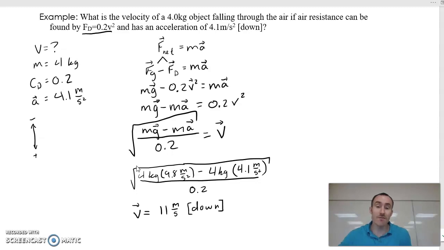Now, you might have noticed that this phrase up here, the top line has a common factor, 4 times 9.8 minus 4 times 4.1. And you are totally right that you can combine those two things, and so it ends up being 4 times 9.8 minus 4.1. Okay, that's totally valid as well if you like doing that sort of factoring stuff in math.